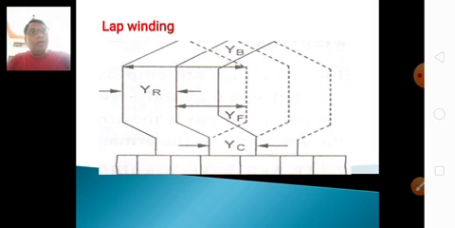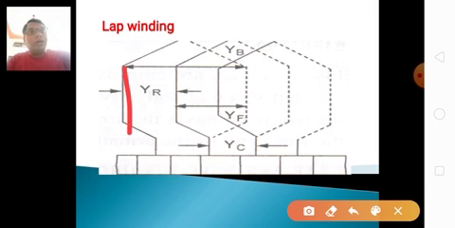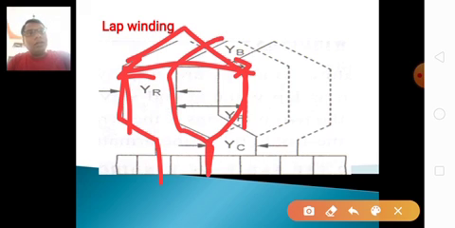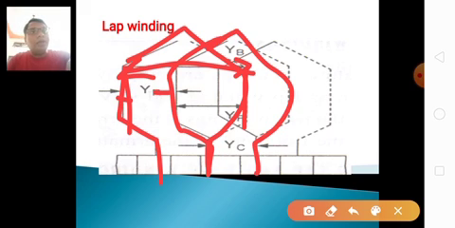In the lap winding, here it is the back pitch: the coil side on one side and this is the other side, the difference is known as back pitch. Right? If a coil is connected to a commutator segment, and another coil goes to another segment, the difference of the commutator segments is known as front pitch, the resultant pitch. Front pitch means the second side of the coil and another coil of the first side is known as front pitch.